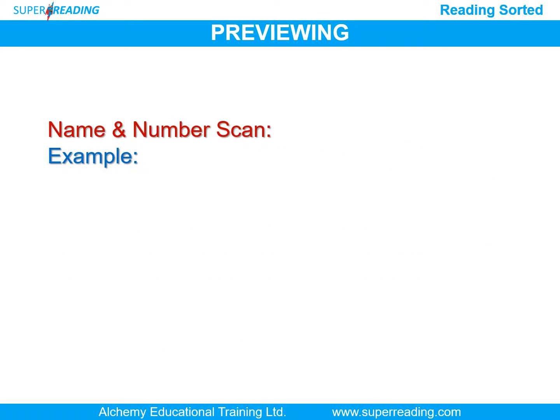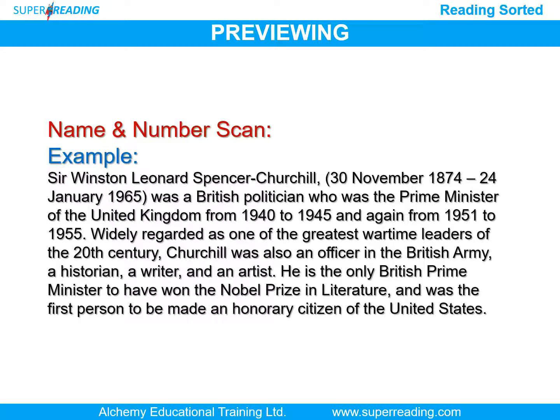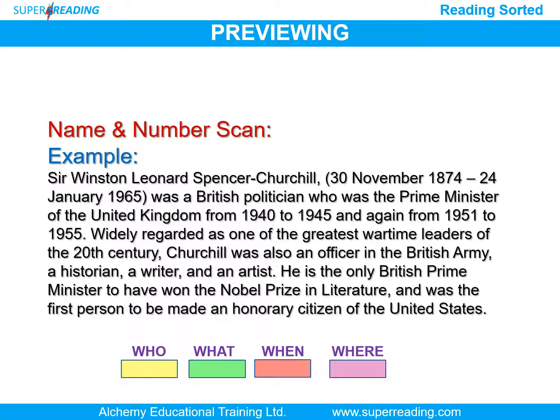Example. This paragraph, taken from Wikipedia, is about Sir Winston Churchill. We're going to go through it and highlight the various names and numbers and give them a category according to whether they're who, which will go in yellow, what, which will be highlighted in green, when will be in red, and where will be in purple. So let's read along as if we were doing name and number scan.